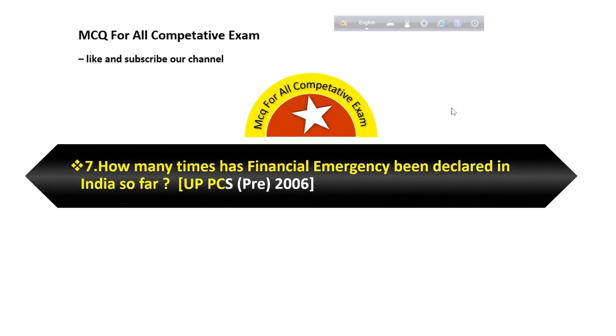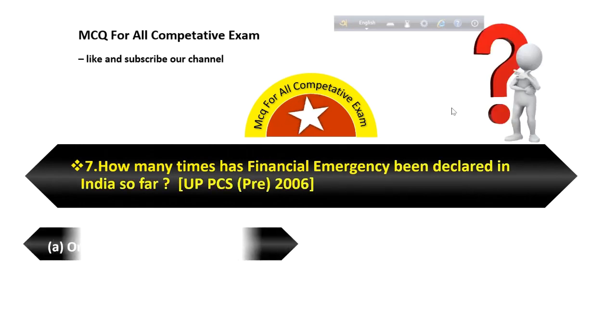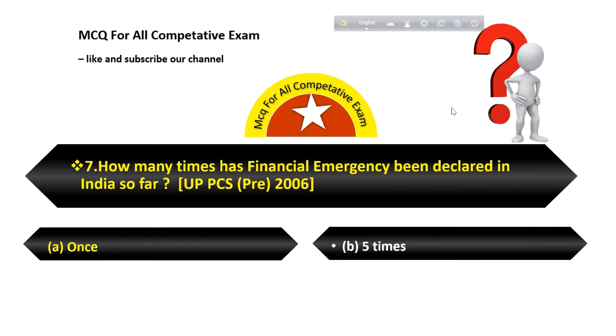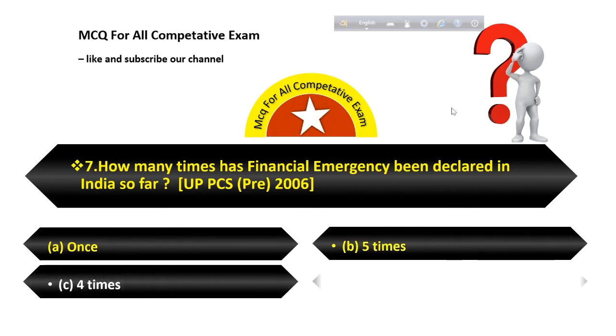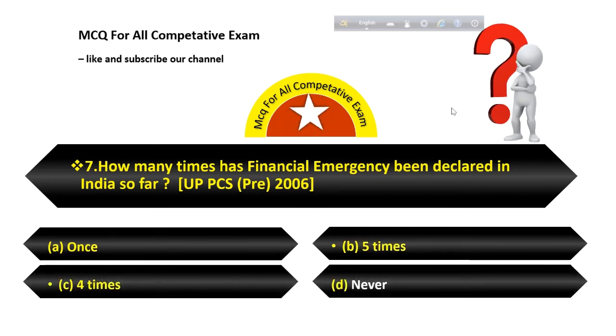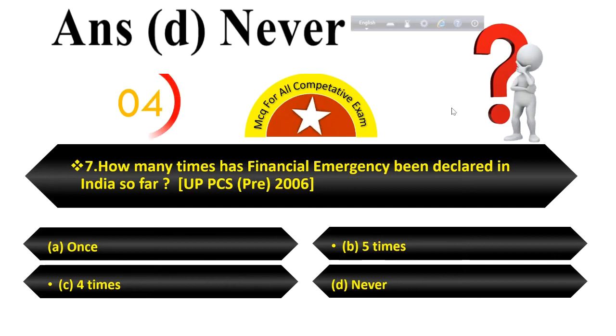How many times has financial emergency been declared in India so far? Option A, once. Option B, 5 times. Option C, 4 times. Option D, never. Answer is never.